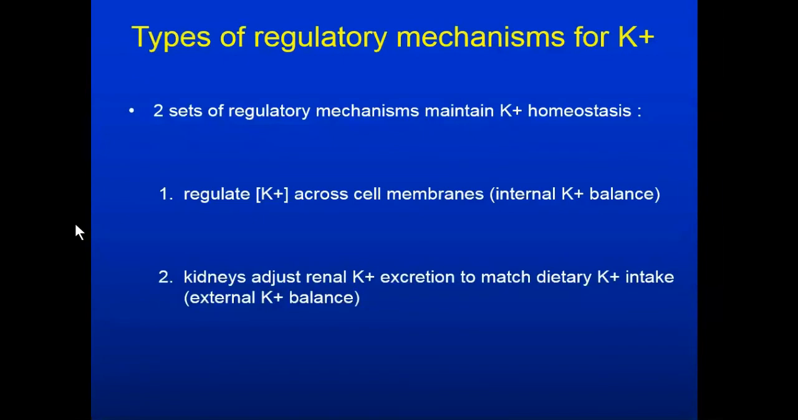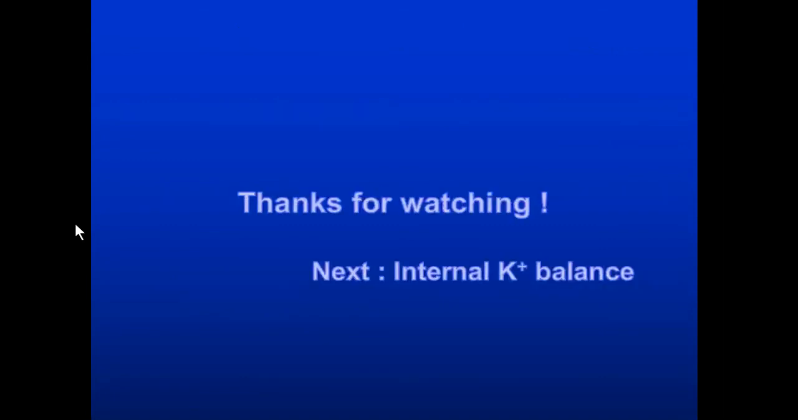Let's explore how potassium ion concentration is kept fairly constant in the body. Basically, there are two sets of regulatory mechanisms. One set regulates the movement of potassium ions between the cells and the ECF, that is, they're responsible for internal potassium balance. And another set regulates potassium ion excretion by the kidneys to match dietary intake, that is, they are responsible for external potassium balance. I'll talk about those that maintain internal potassium balance next.